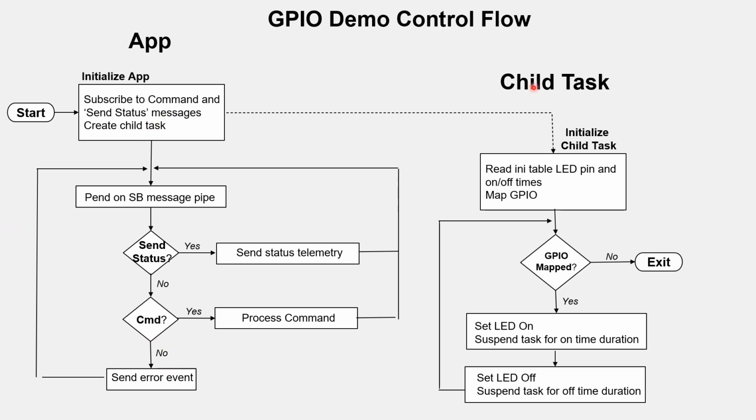In parallel, the child task is running. In its initialization, it reads the JSON initialization table file to get the LED pin number and also the on and off default values. Next, it maps the GPIO memory. If the memory is successful, then it will set the LED on and then suspend the task for the on time duration, and then set the LED off and suspend the task for the off duration and continue this loop indefinitely.